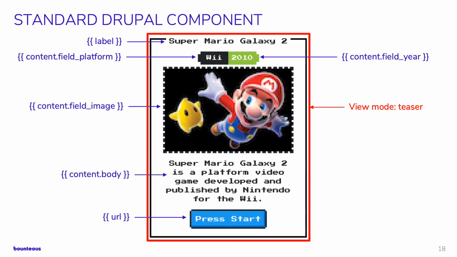So let's take a look back at our component from the perspective of if we were creating a traditional Drupal component for it. So in this case, we created a game content type that has a number of fields corresponding with the variables in our component. So there's the label that represents the title, and then field platform, field image, the body, the URLs available to the template, and so on.